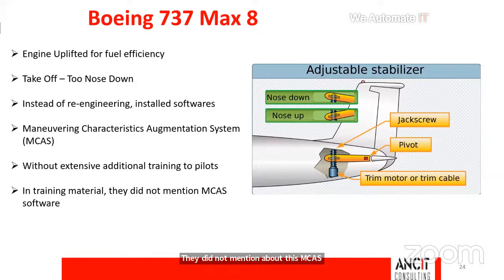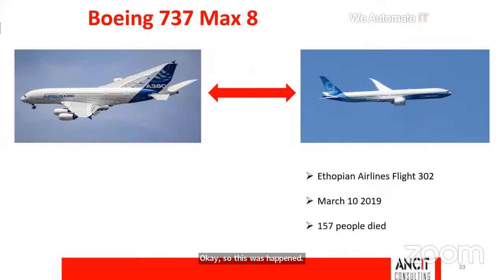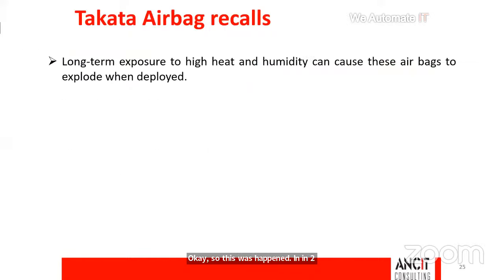So what happened? This flight met with an accident because the re-engineering had not been done. Instead, they just installed some software to overcome this problem. This happened in 2019. Okay, so let's come to the second use case, the Takata airbag recalls.